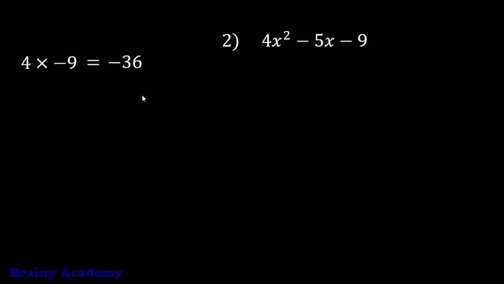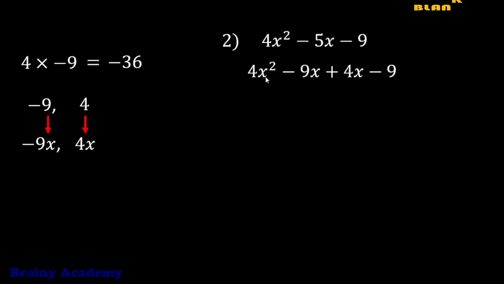So we find two numbers that when we multiply, we get negative 36, but when we add, we get the coefficient of x, which is negative 5. And these numbers are negative 9 and 4. When we multiply negative 9 by 4, we get negative 36. And when we add negative 9 plus 4, we get negative 5, which is the coefficient of x. So let's represent the middle term, negative 5x, by negative 9x and 4x.